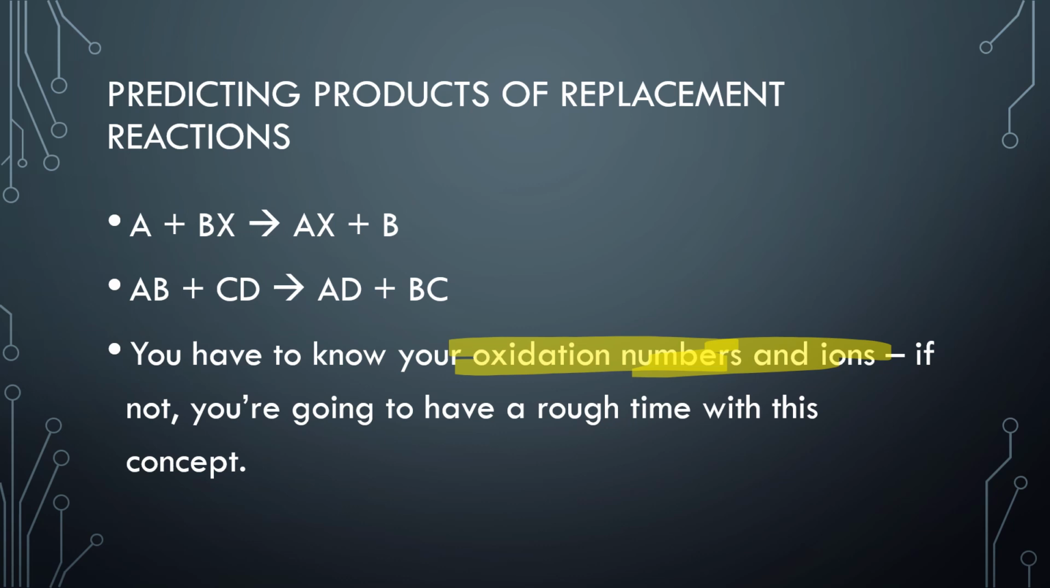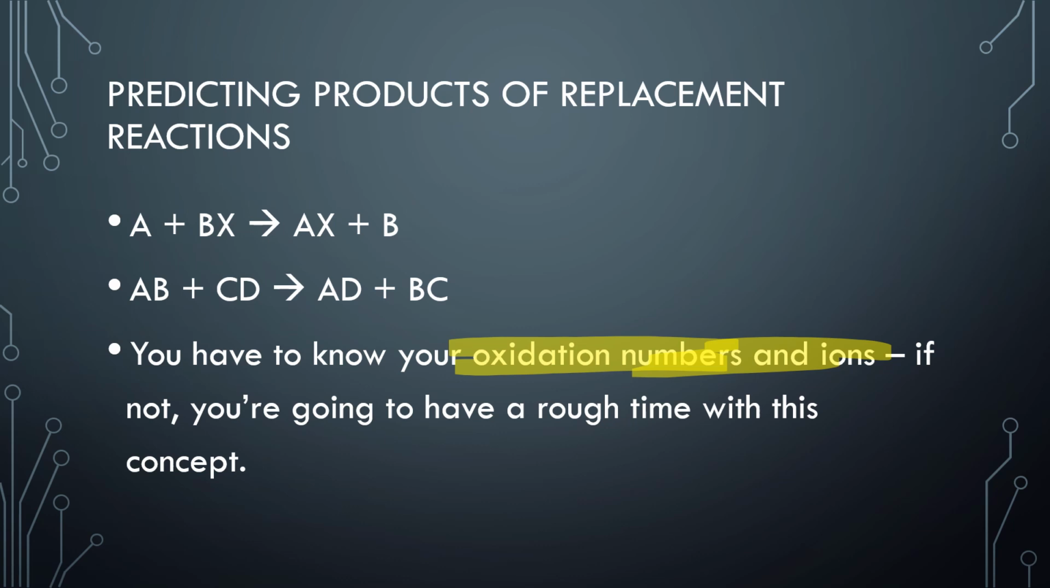So single displacement, the more active element will kick off the less active element. The way that I remember it is that a metal or a cation will kick off a cation. If it's a single cation, it will kick off the cation that's in the bond or in the compound. A single anion will kick off the anion and retake its place.